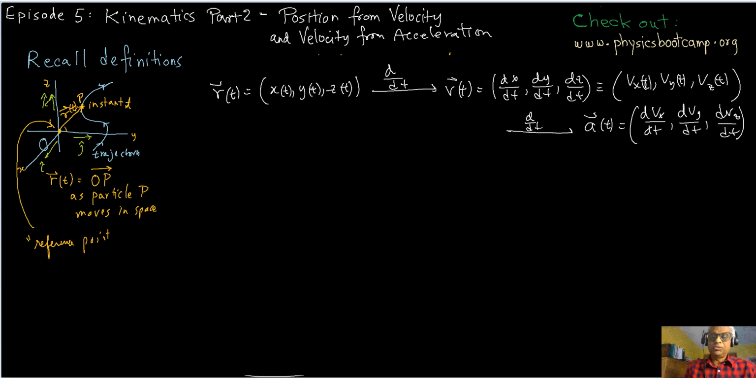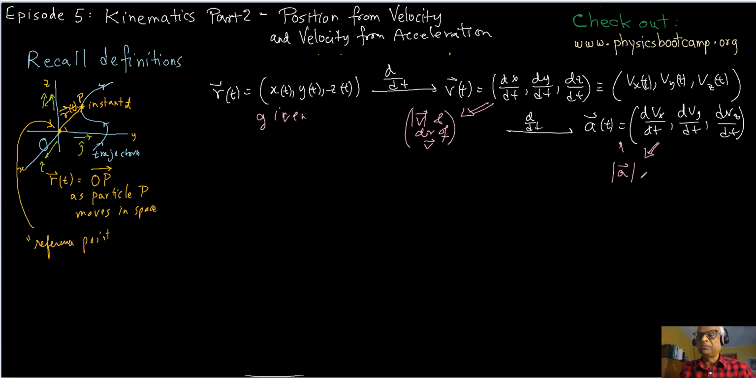Okay, so I just summarize it here. So given this, by taking successive derivatives, you can get the velocity components, and from these components you can get the magnitude of the velocity vector and the direction of v, as in a video earlier we did. And then we take these components again, and from these you can get the magnitude of acceleration and the direction of the acceleration vector.